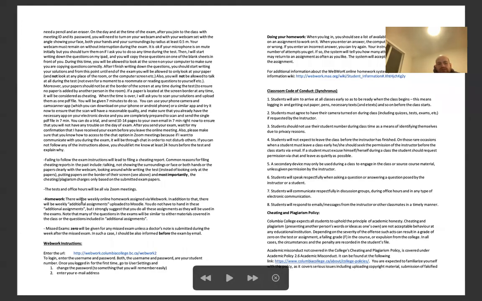Okay, so if you miss an exam, 0 will be assigned for that exam, unless you provide a doctor's note for that during the next week, the week after you miss the test. In that case, you should also inform me before the test that you cannot attend the test due to an illness, and then you have to submit the doctor's note the week after.